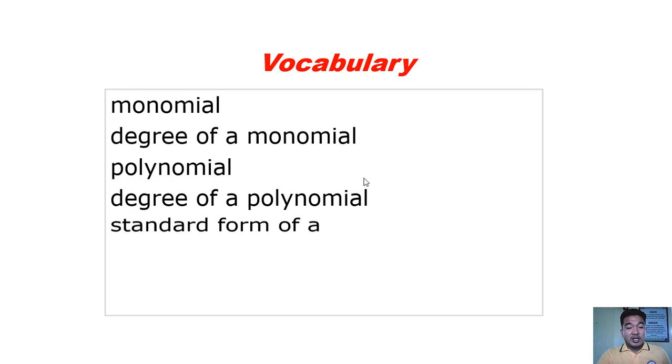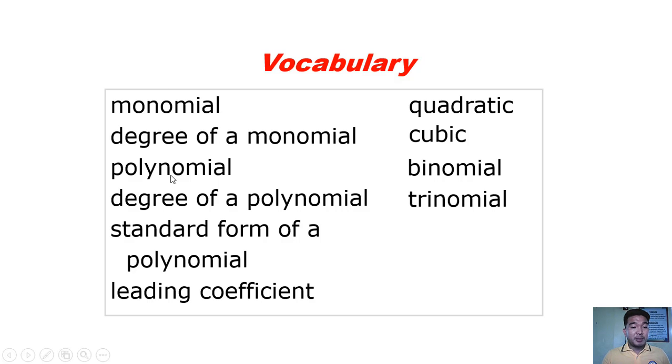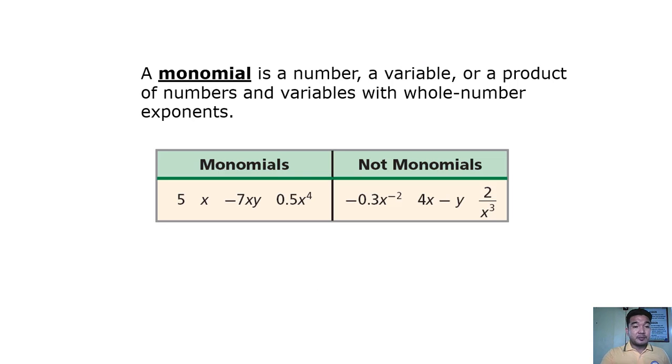These are the words that we are going to define in this video lesson. Monomial, degree of a monomial, polynomial, degree of a polynomial, standard form of a polynomial, leading coefficient, quadratic, cubic, binomial, and trinomial. As we move on, we'll be defining and understanding these words or phrases.